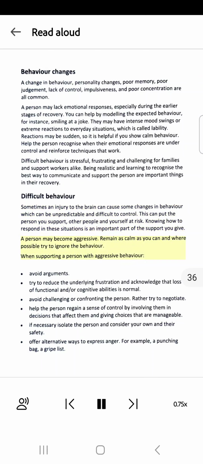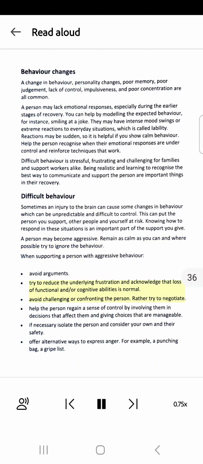A person may become aggressive. Remain as calm as you can and where possible try to ignore the behavior. When supporting a person with aggressive behavior, avoid arguments. Try to reduce the underlying frustration and acknowledge that loss of functional and/or cognitive abilities is normal. Avoid challenging or confronting the person.